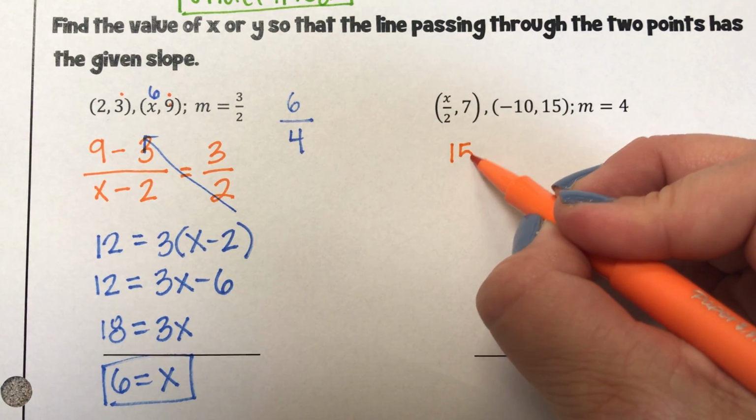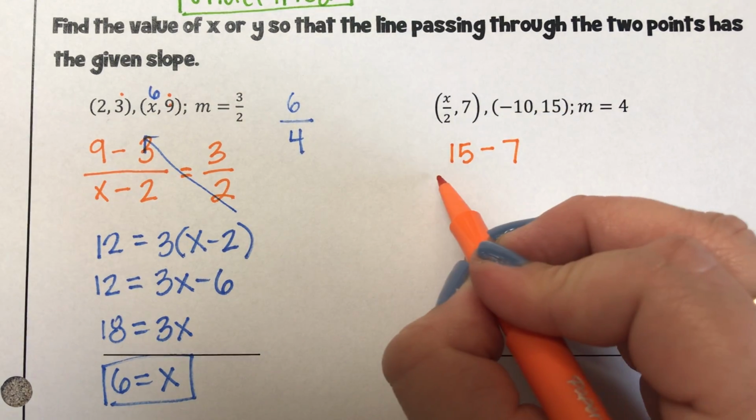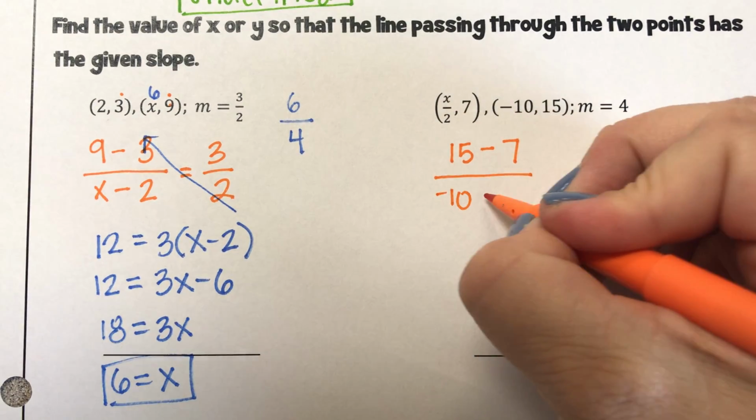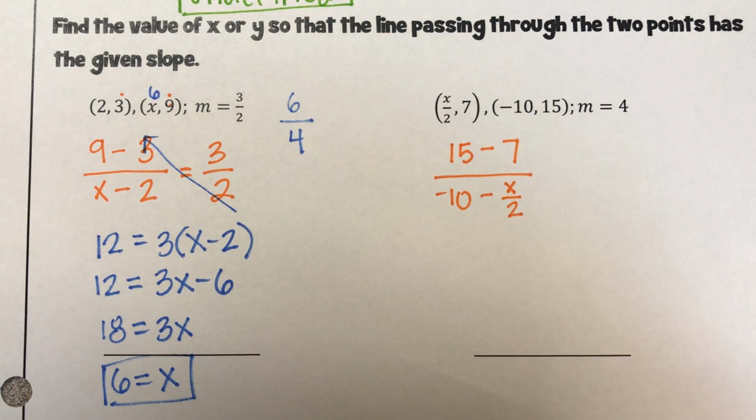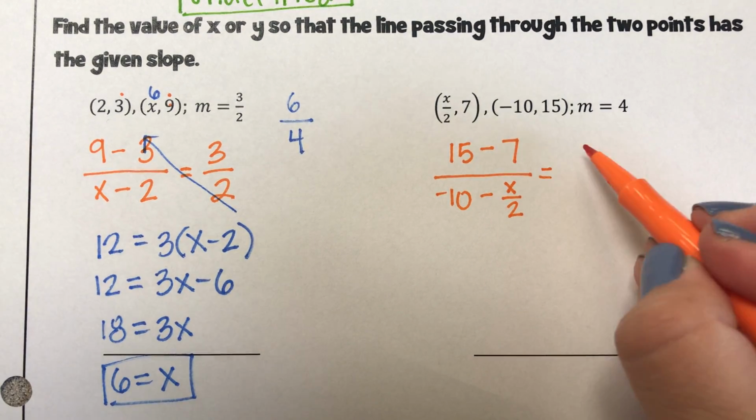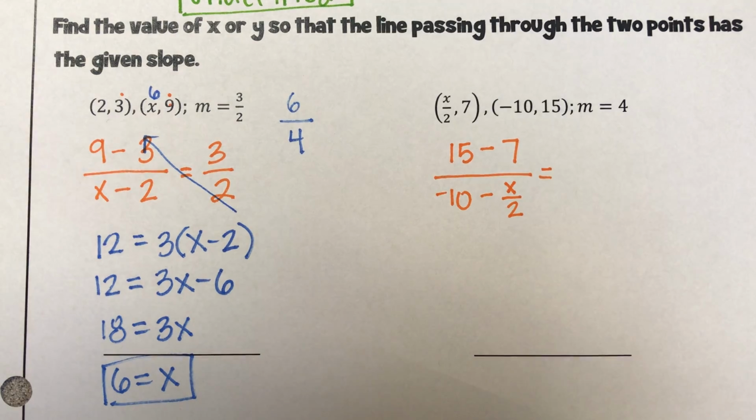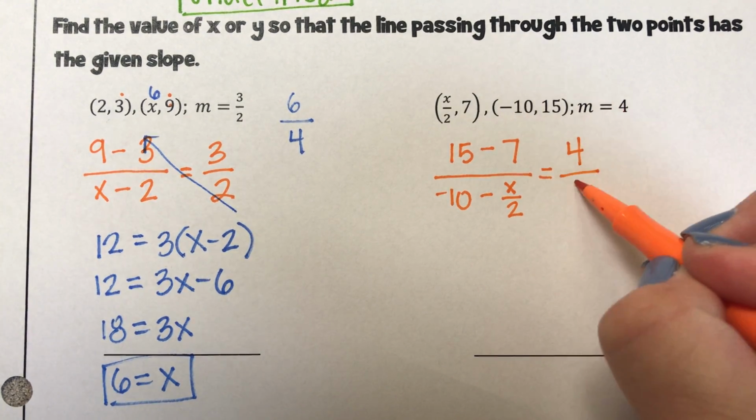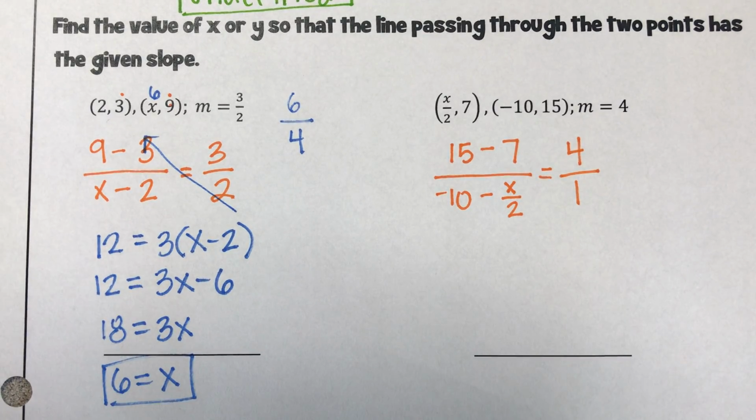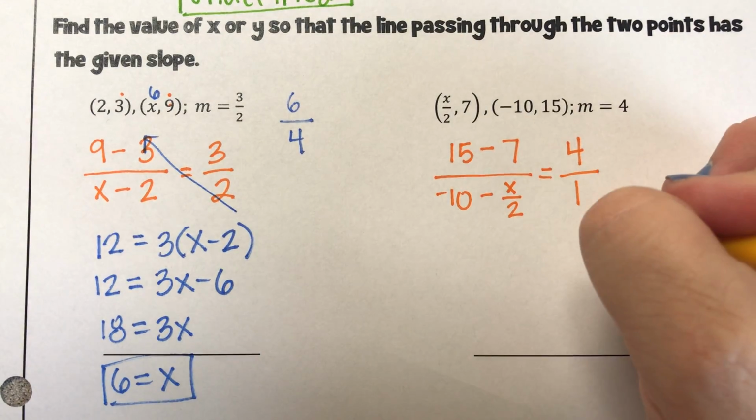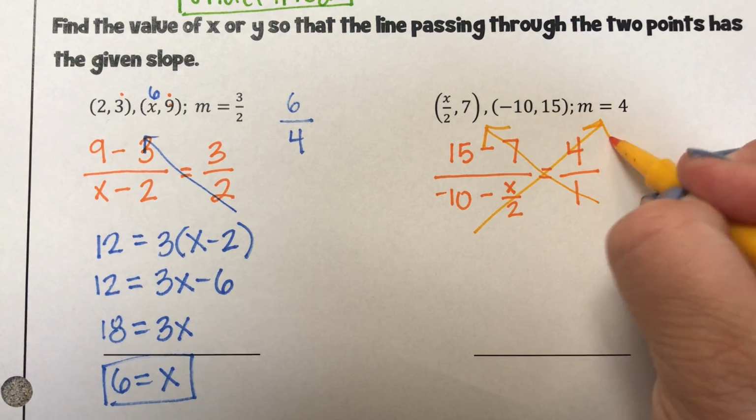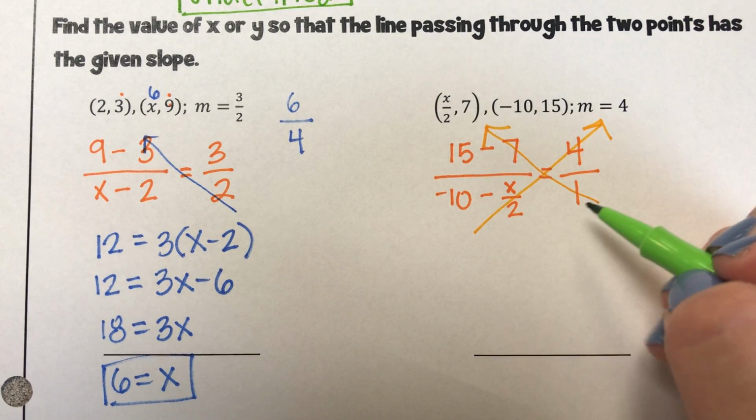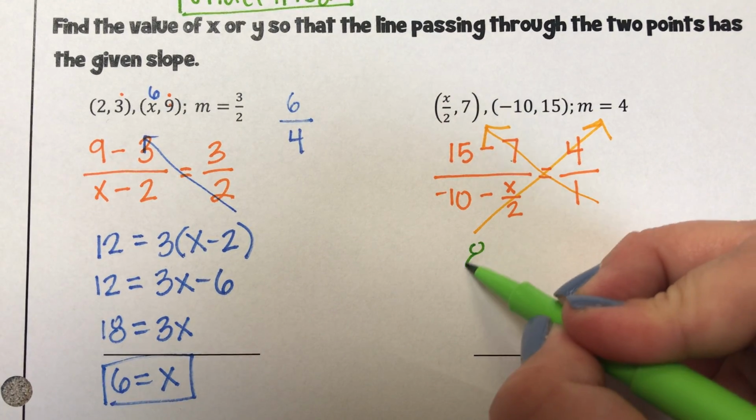We have y2 minus y1, 15 minus 7, over x2 minus x1. And you're like, what is happening? Because that is a fraction, right? That's weird. Okay, we're going to set it up like we know how we're supposed to. And then our slope is 4, which is just the same thing as 4 over 1. So now I'm going to do the butterfly. 1 times this, like that. So 1 times 15 minus 7 is 8. So 1 times 8 is 8.